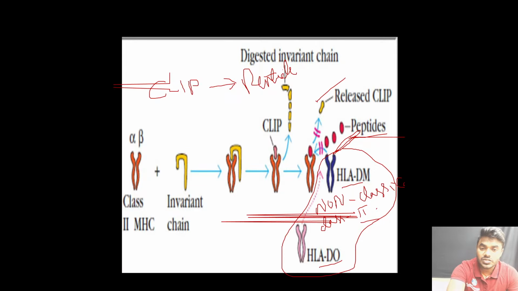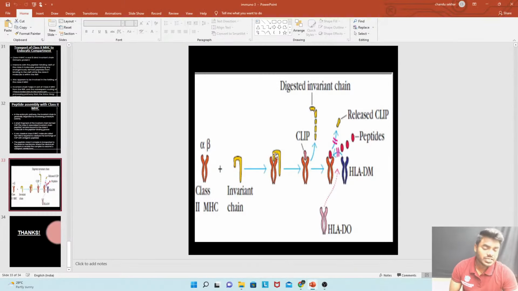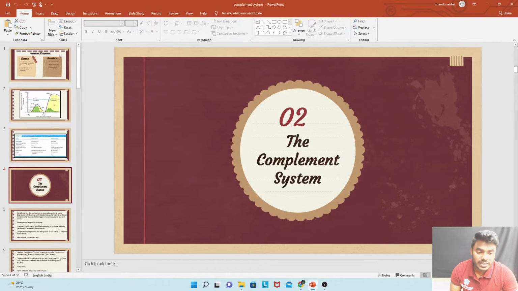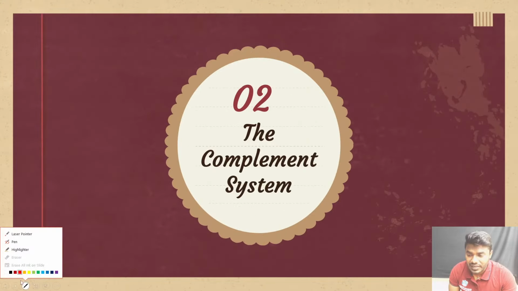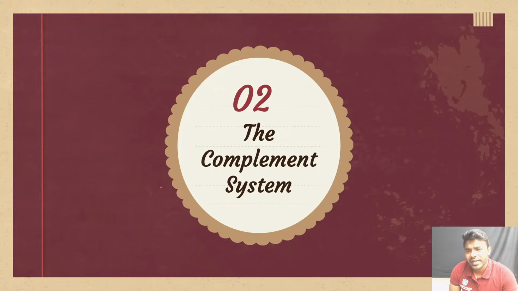So friends, this is what you people have to remember compulsorily about class 1 and class 2 MHC molecules. The reason, friends, is that many times MHC molecules were asked in the exam, either for the part B question or for the part C question. It's very important to remember the entire information very briefly.